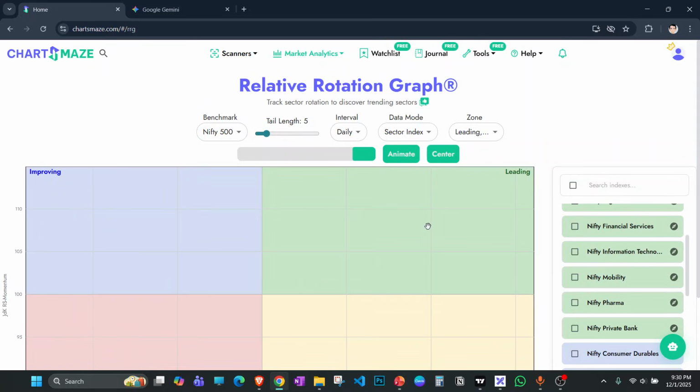Then we have the tail length. I'll explain it in a bit. And then we have the interval. I'll be using the daily only. And zone, I want to look at all 4 zones.